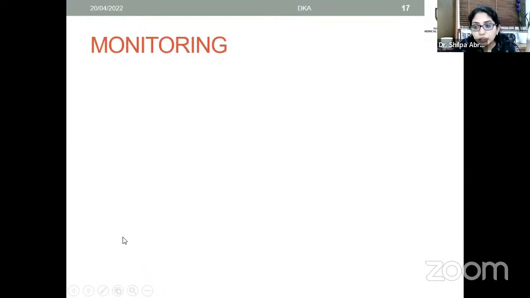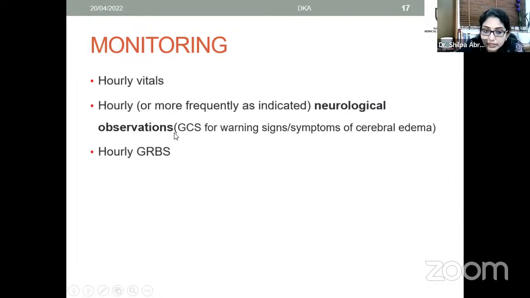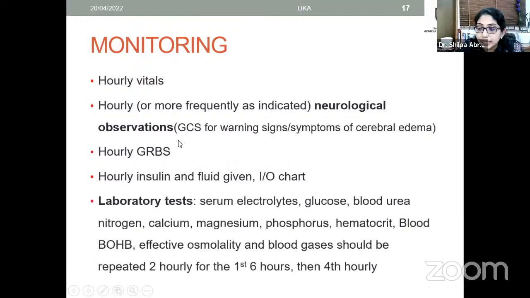So how will you monitor a child? These are the basic investigations that you do at admission, and this is how you stabilize. Next, how do you monitor this child? What are the things that you have to see? You have to see the hourly vitals, also the hourly neurological status, that is GCS and pupils, extremely important.